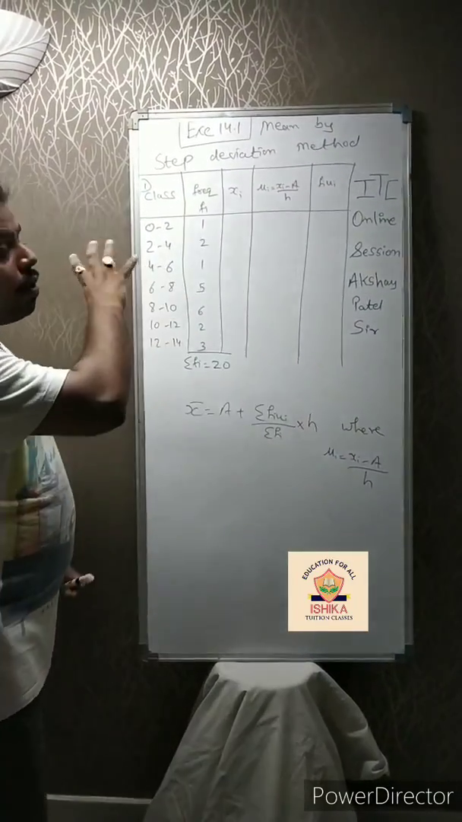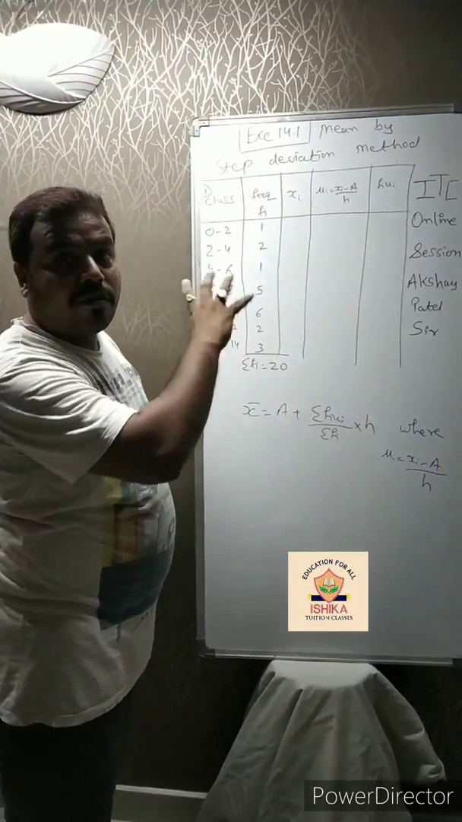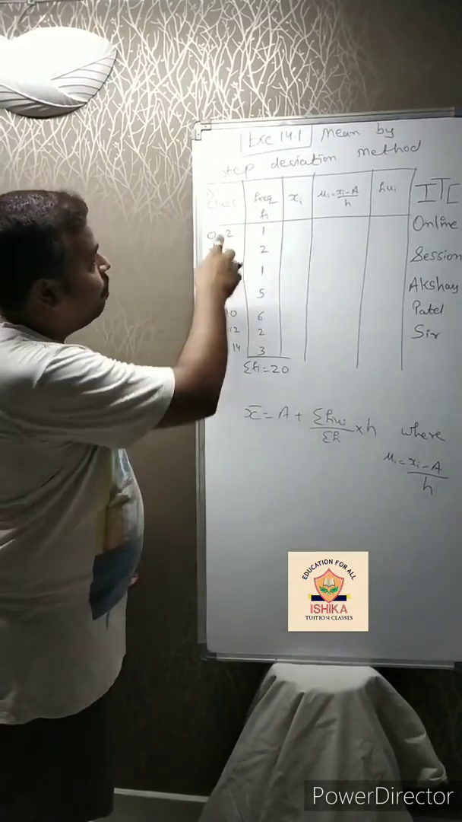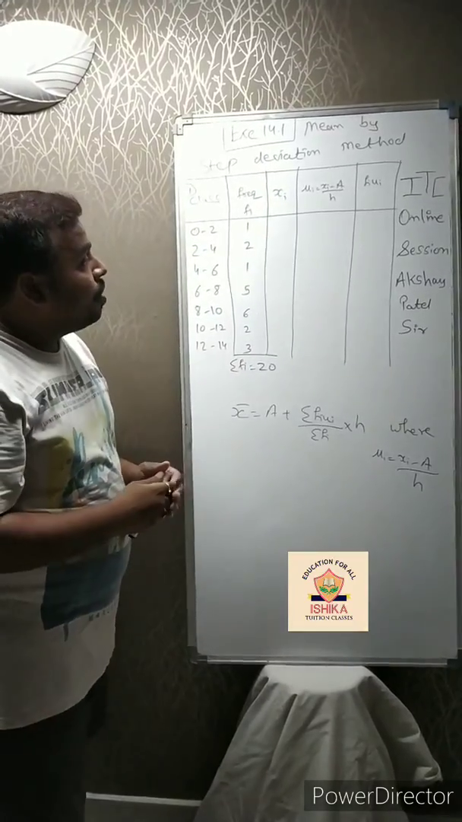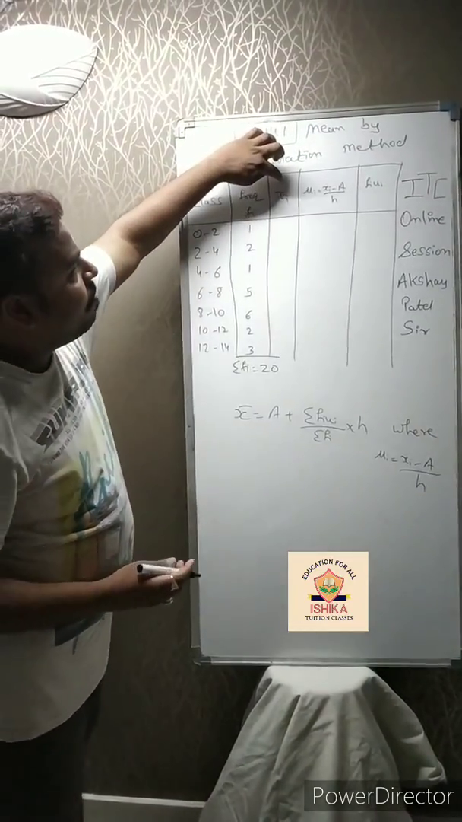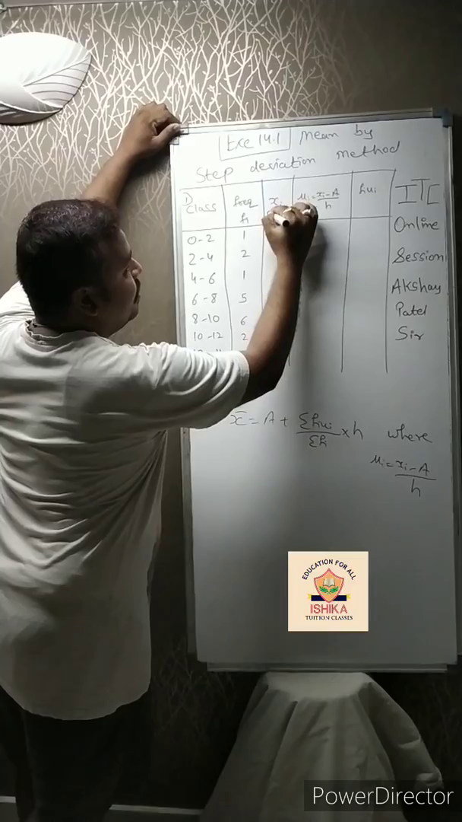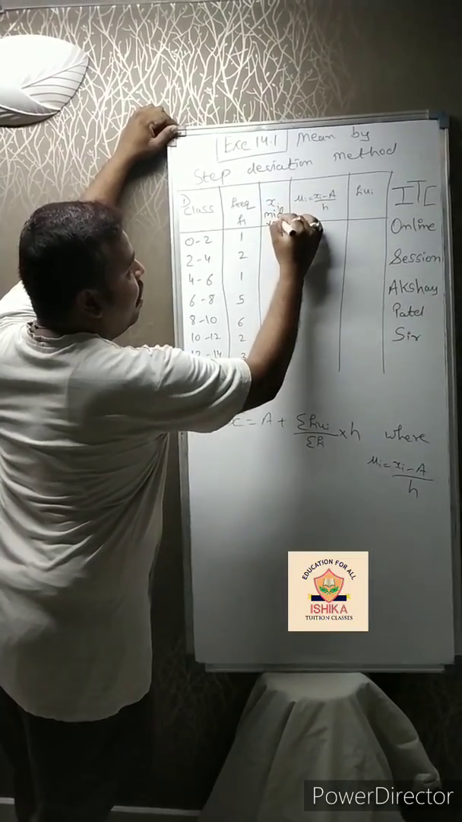First of all, you have to copy down the information from row into column form. That is, first is class, second one is frequency. Now from these two, first we will be finding xi. Xi is nothing but the mid value.